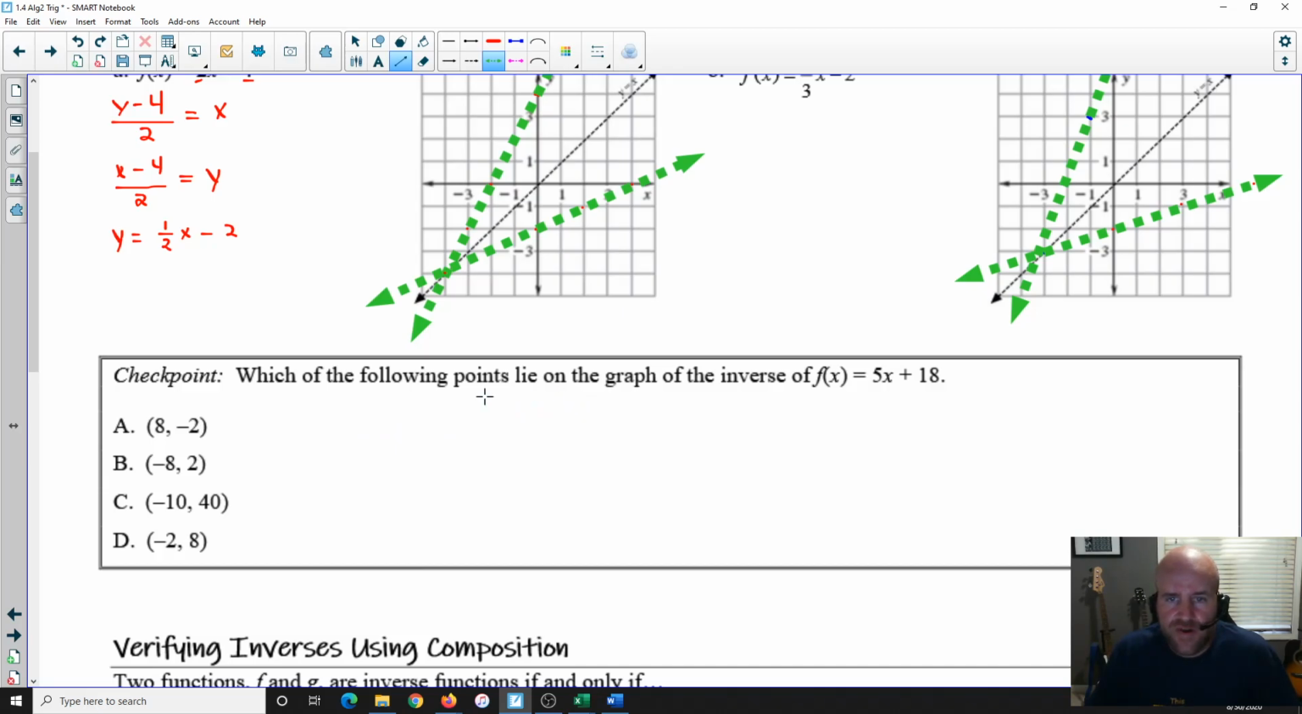So which of the following points lie on the graph of the inverse? Okay, so we have an original function here. I do not want that line. We have an original function, 5x plus 18.